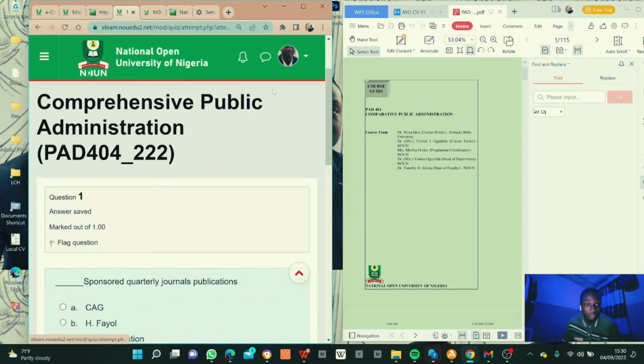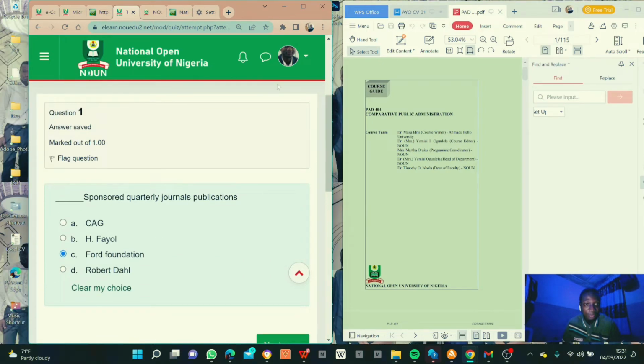So this is question 1. It says dash sponsored quarterly journals publication. Okay, now these are the options A, B, C, and D. Now what we have to do here is to come to our tab here, then we search.